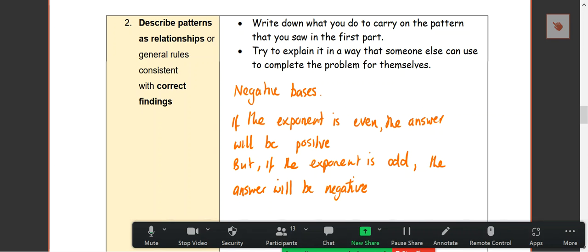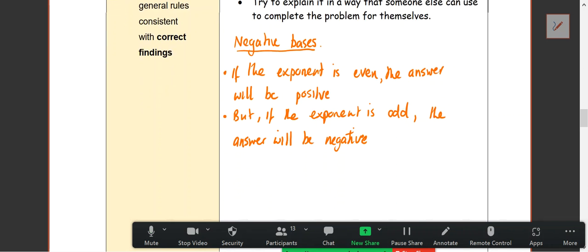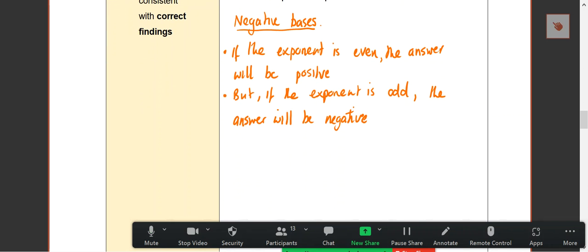How do you all feel about that? Does that make sense? The negative bases. Anyone got any questions? Have you got any comments? Is that all good? Does it make sense? Thank you, David. I know it makes sense to you. Anyone else? Thank you. Yeah, that's better.